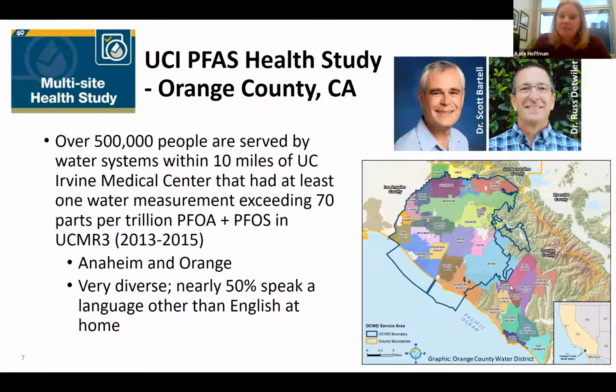And how this site compares to other multi-site studies: in general, it's more diverse than other sites. About 50% of children in this area speak a language other than English at home. And one thing I would just point out is that the presumed source of PFAS contamination in drinking water in this area is a little bit different than at some of the other sites.